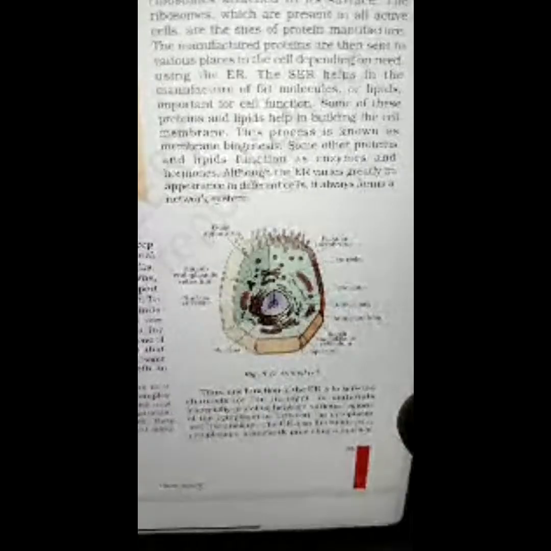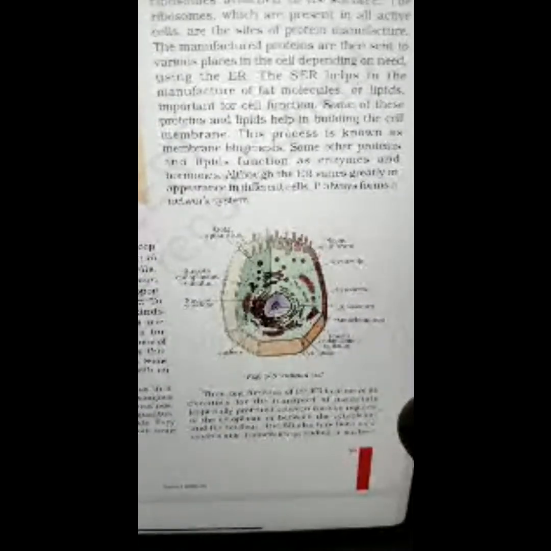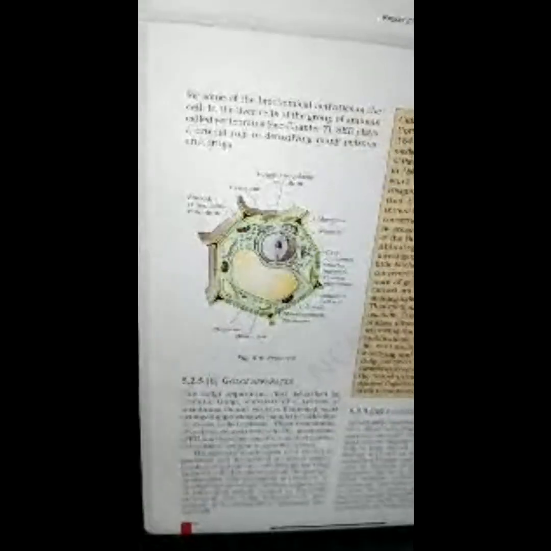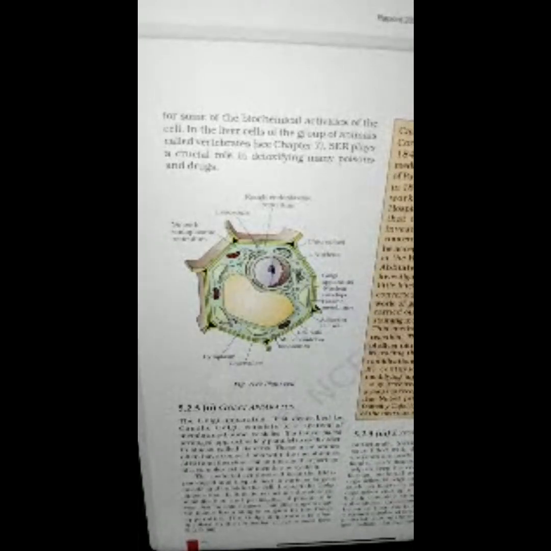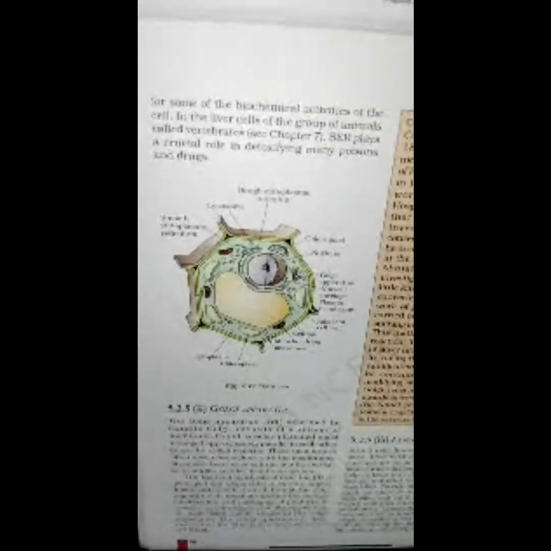So, figure 5.5 is of an animal cell, and the bottommost paragraph is saying, thus, one function of the ER is to serve as channels for the transport of materials, especially proteins, between the various regions of the cytoplasm or between the cytoplasm and the nucleus. The ER also functions as the cytoplasmic framework, providing a surface for some of the biochemical activities of the cell. In the liver cells of the group of animals called vertebrates, see chapter 7, the SER plays a crucial role in detoxifying many poisons and drugs. So figure 5.6 is of a plant cell.